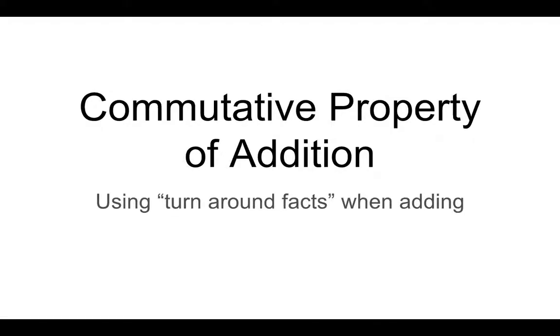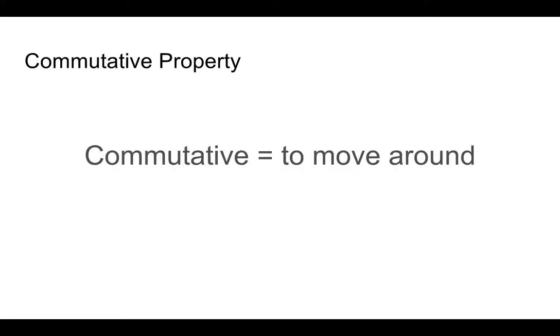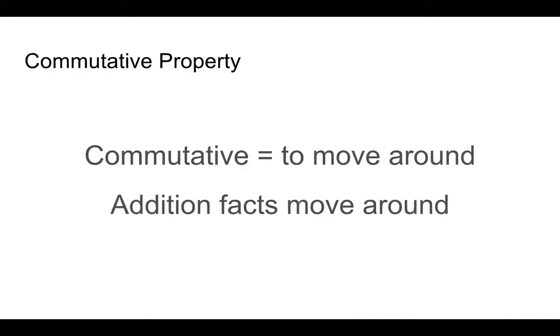Today we're going to learn about the commutative property of addition, or using turnaround facts when adding. Mathematicians call this the commutative property of addition. Let's take a look at what that means. The word commutative means to move around. So the commutative property of addition means addition facts are going to move around.